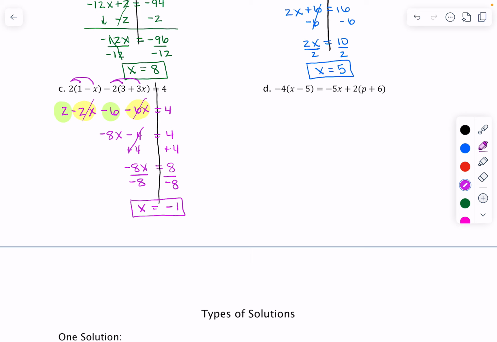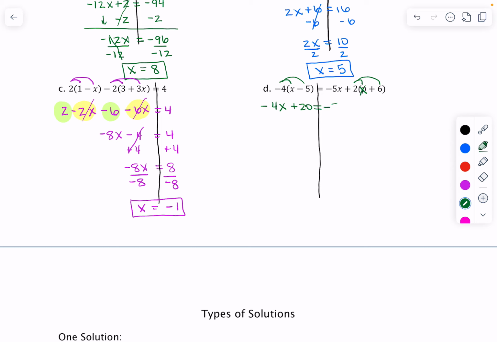What if we distribute on both sides? So I'm going to draw my line down the middle, and I'm going to go ahead and distribute on the left. And I'm going to distribute on the right. This should be an x, not a p. There's another typo. So -4 times x is -4x. -4 times -5 is +20.